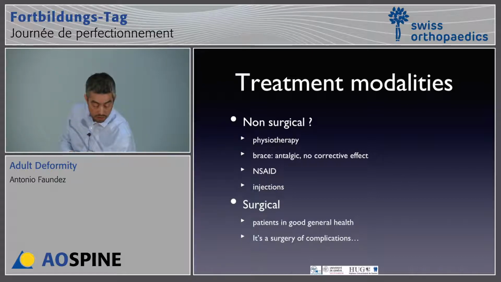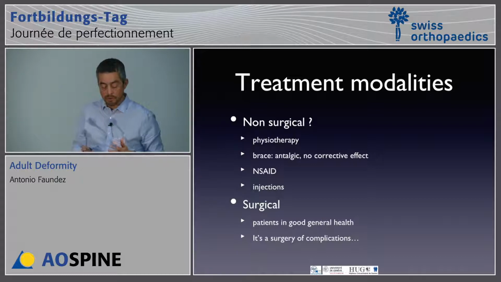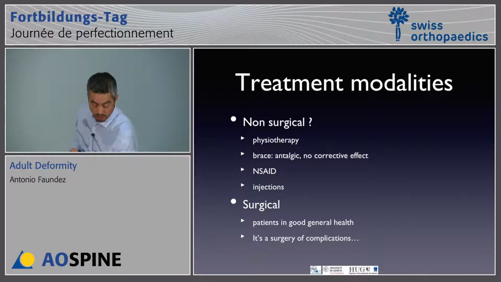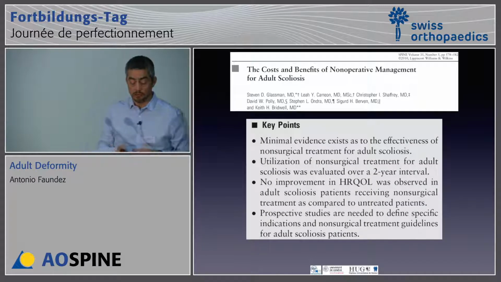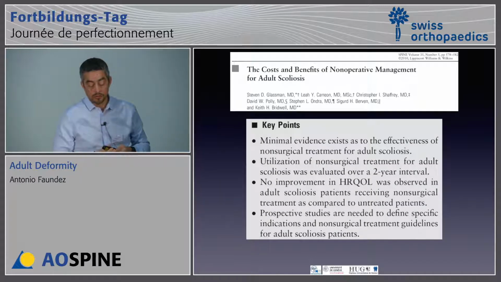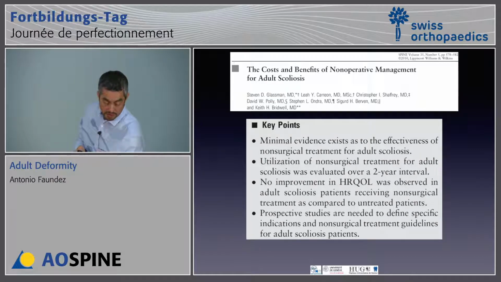And then you have the surgical treatment, which usually is recommended in patients in good general health because it's a surgery with a high complication rate. Just one article that I found, there are other ones in the literature, shows that actually non-operative management in adult scoliosis has a very low success rate.